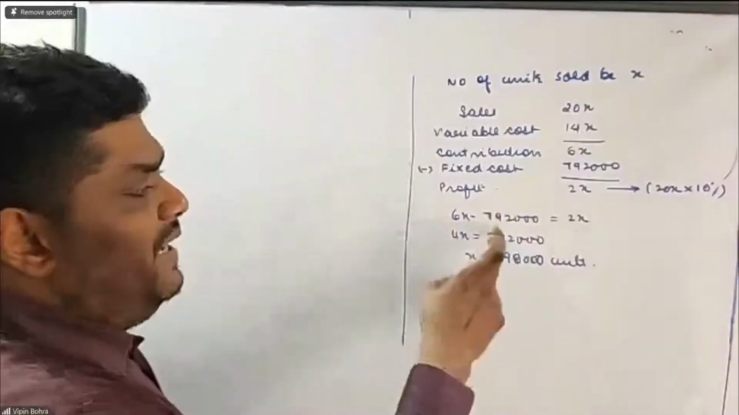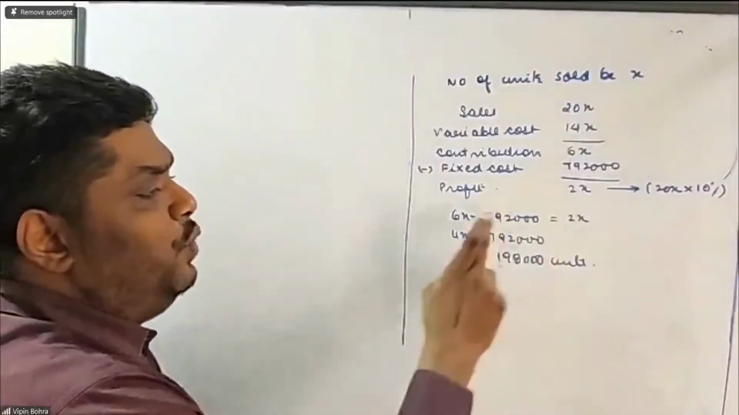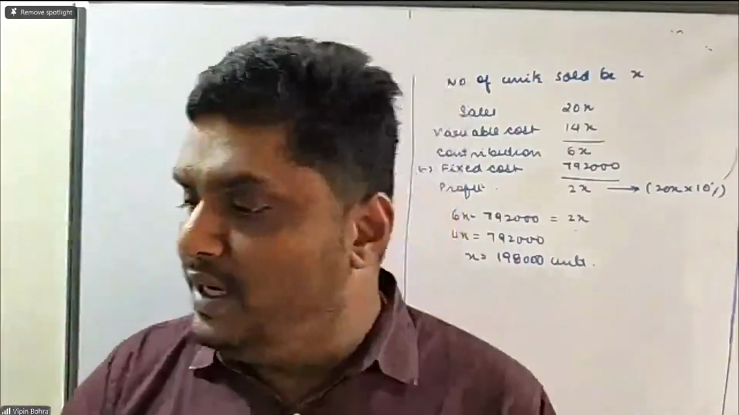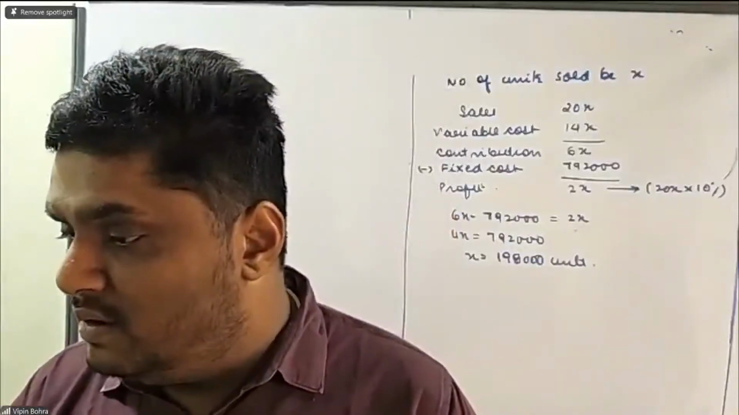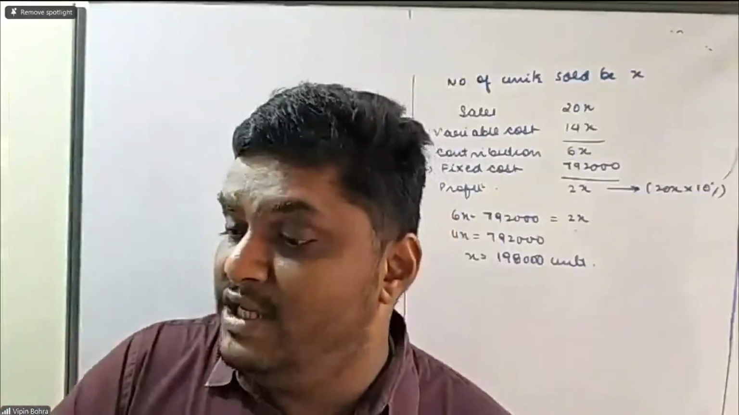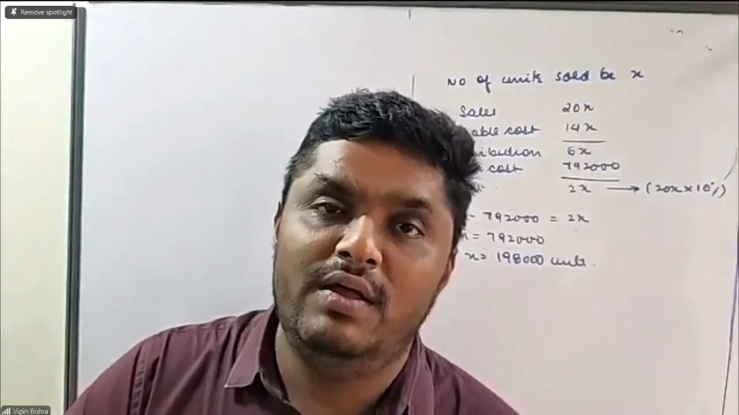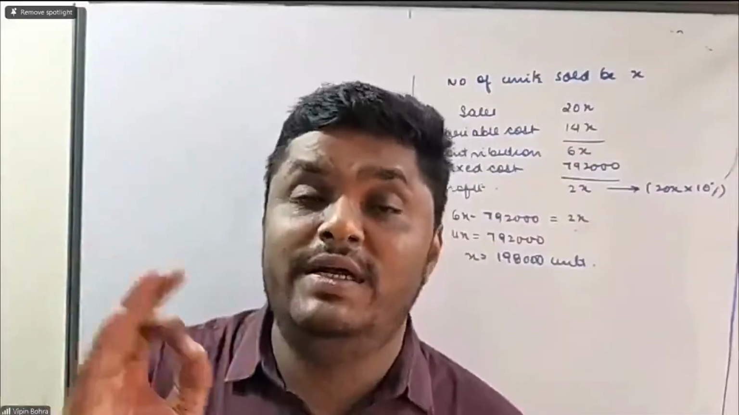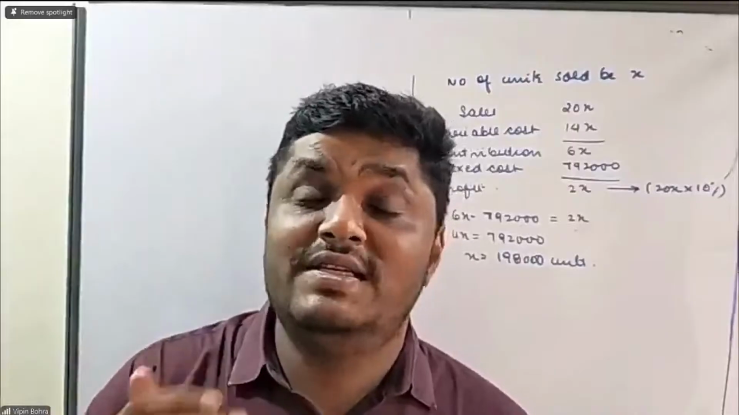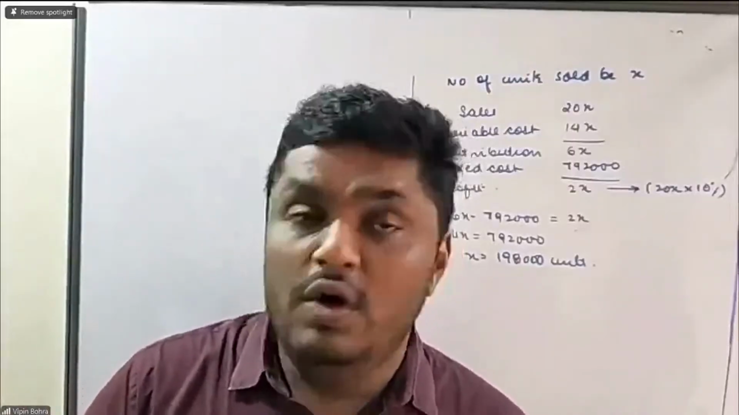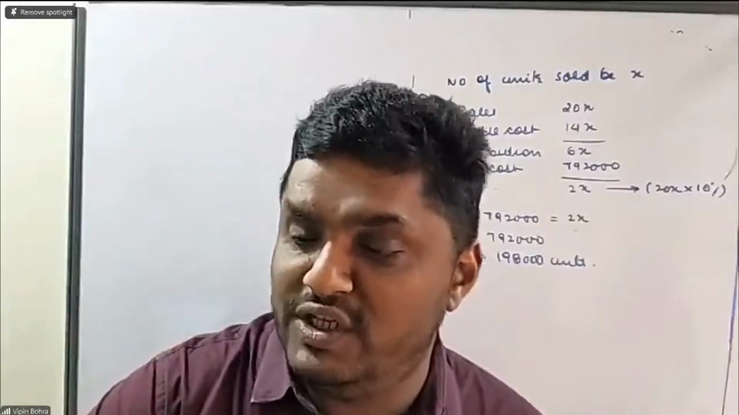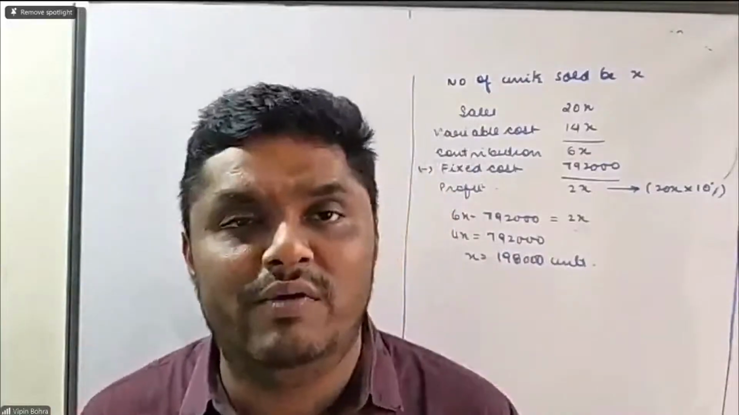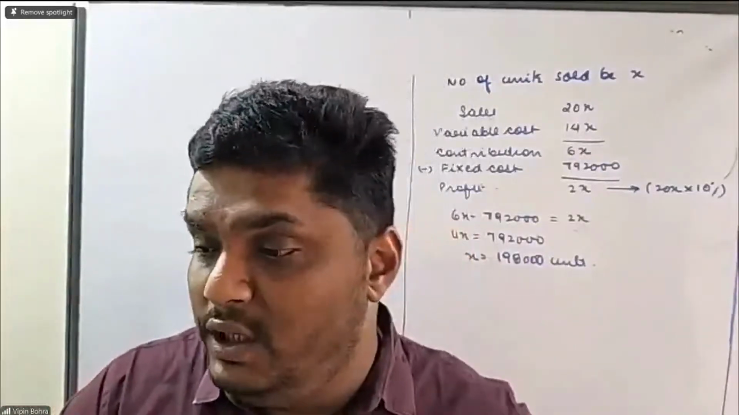Pawan Kumar, 6x minus 792 should be 2x. So if you bring 2x over here, then 4x is equal to 792. So 792 divided by 4, you will get 1,98,000. Again, as I mentioned, there are no formulas in cost accounting. So don't try to apply formulas specifically in marginal costing. Use the concepts. I haven't discussed any formula in marginal costing. I have discussed the concept behind these formulas. So apply the concepts, then only you'll be able to solve the question in exams. I assure you, if you learn only formulas, you will not be able to solve the question in exam. So focus on the concept.